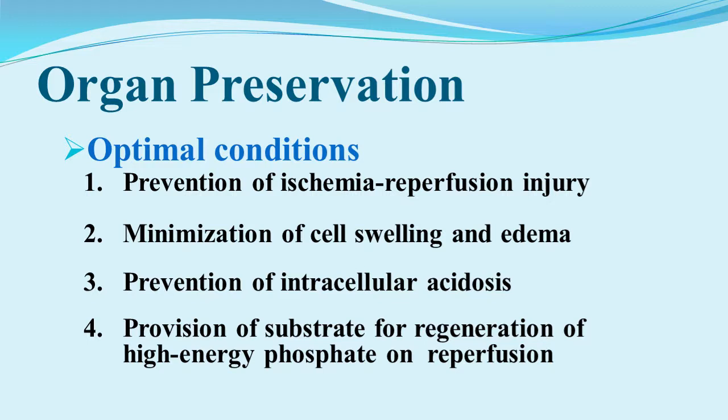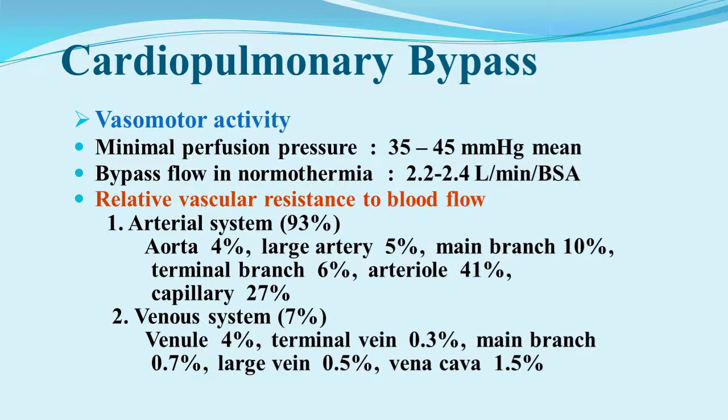Optimal conditions: the prevention of the ischemia, reperfusion injury, minimization of the cell swelling and edema, prevention of intracellular acidosis, and provision of substrate for regeneration of the high-energy phosphate on reperfusion. Vasomotor activity: minimal perfusion pressure, 35 to 45 millimeters of mercury mean, and the bypass flow at normothermia 2.2 to 2.4.